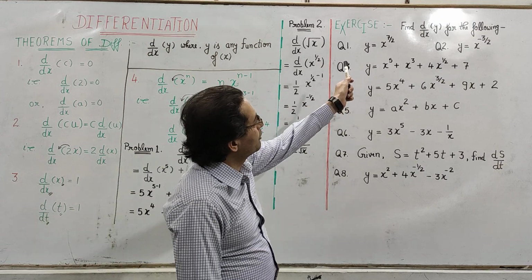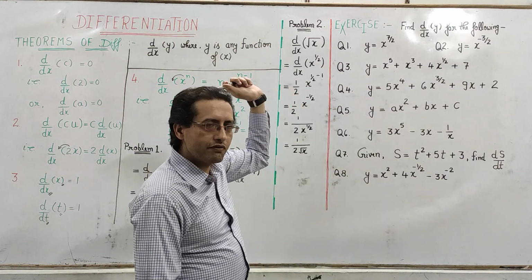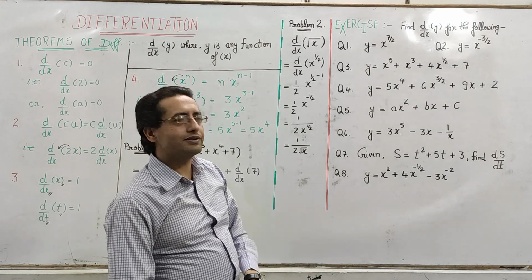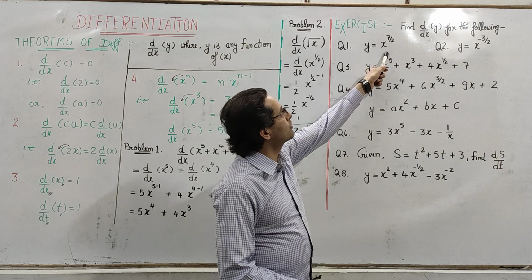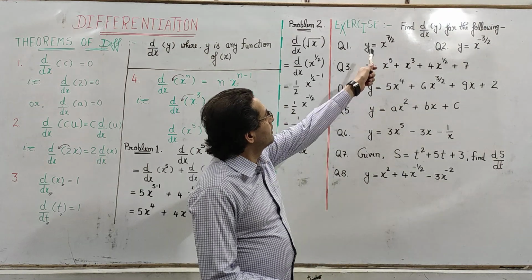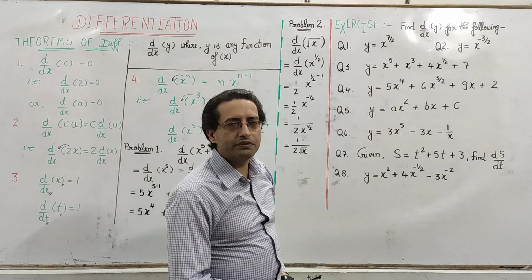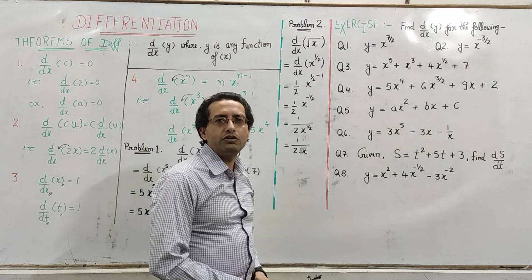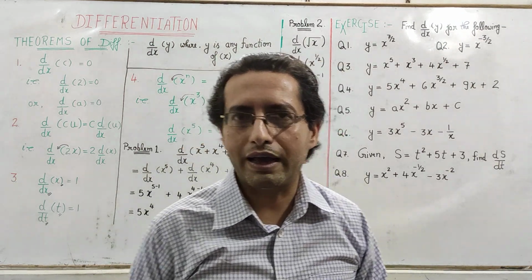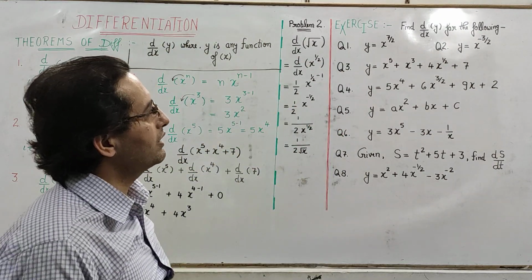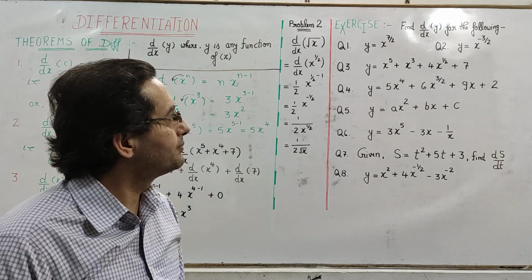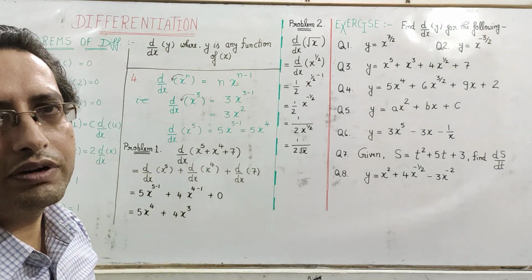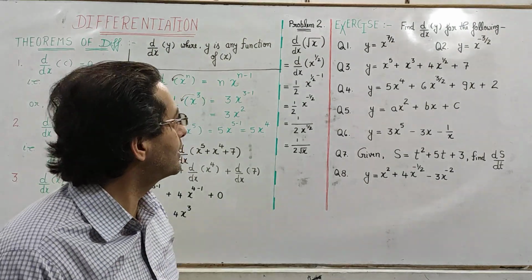Now we have a few questions based on the same formulas, and you have to solve them in the class. First one, y is equal to x power 7 by 2. You can see here that it is in the form of x power n, and you can directly solve it using the formula nx^(n-1). Similarly, the next one is y is equal to x power minus 3 by 2. We can also solve it with the formula nx^(n-1).